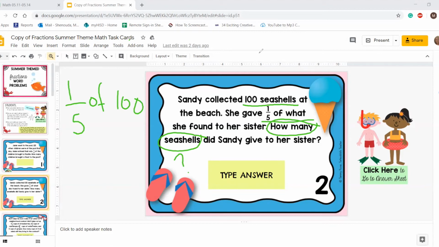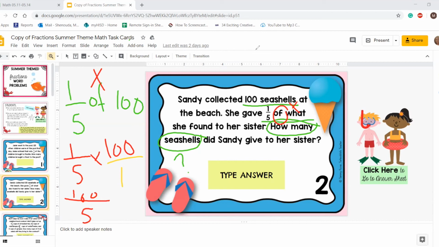The "of" is the important keyword in this case. It means to multiply. So I need to multiply 1/5 times 100. 1/5 is already a fraction, but 100 is not. So to make it into a fraction, we're going to put a denominator of 1 because that's not going to change the value. Now I'm going to multiply the numerators together and the denominators together. 1 times 100 is 100. 5 times 1 is 5.